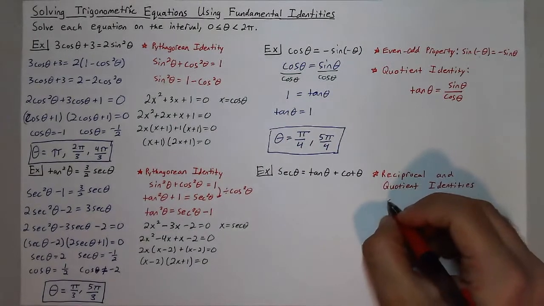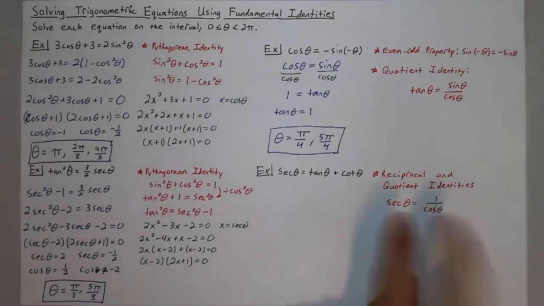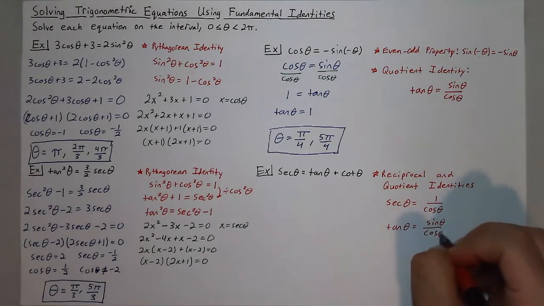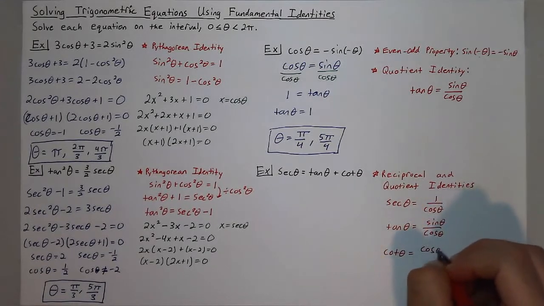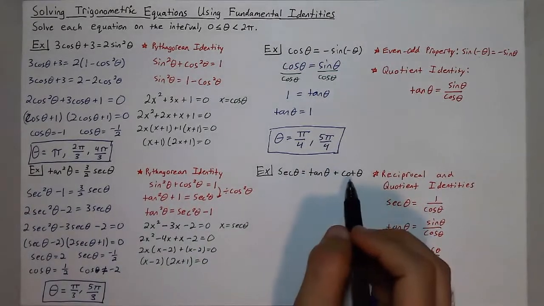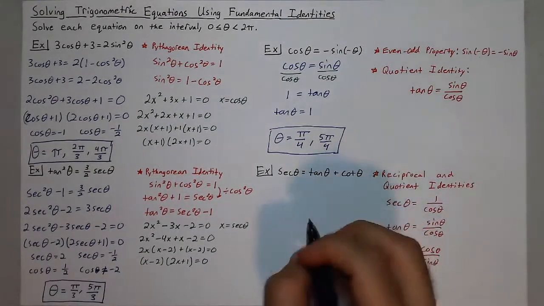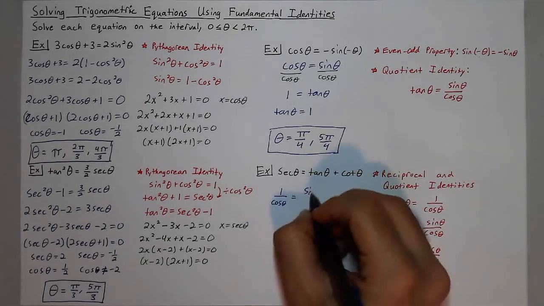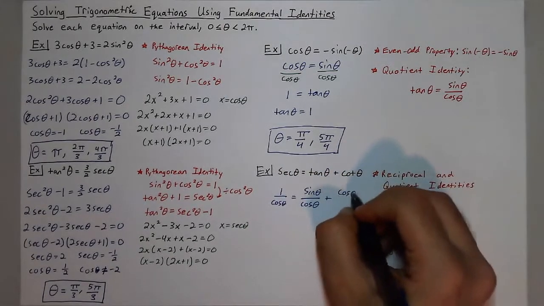So we know that secant of theta can be rewritten as 1 over cosine of theta, because they are reciprocals. Tangent of theta we just went over as sine of theta over cosine of theta. And the other quotient identity would be cotangent of theta is equal to cosine of theta over sine of theta. So now I'll replace all of these with those expressions. Now I'm down to just sine and cosine, which is one less than 3 different ones. So I'll have 1 over cosine of theta is equal to sine of theta over cosine of theta plus cosine of theta over sine of theta.